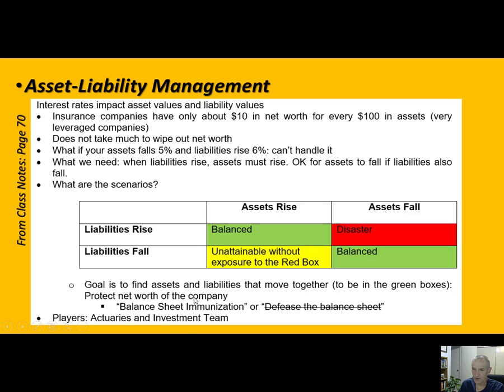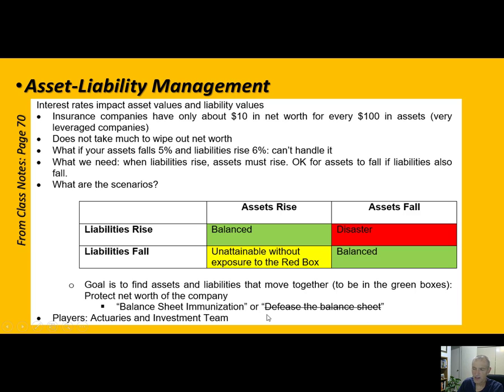So to protect net worth, the company wants to do balance sheet immunization, or the life insurance industry just calls it asset liability matching. ALM can mean asset liability management, asset liability matching, or asset liability modeling. We use ALM. I've heard people say ALM modeling, so you have a double M in there. But the M can be management, matching, or modeling. The pension world uses the term balance sheet immunization. I've heard people talk about defeasing the balance sheet.